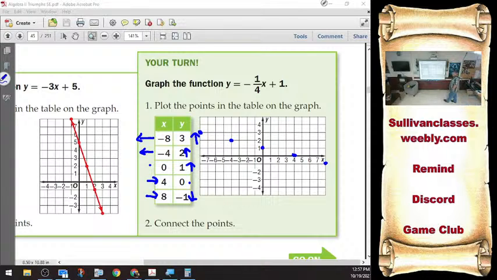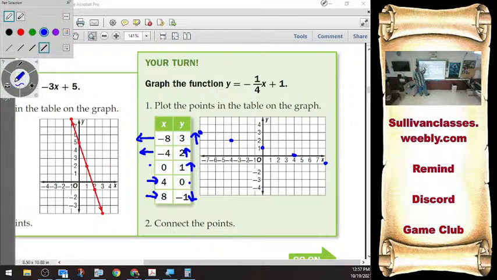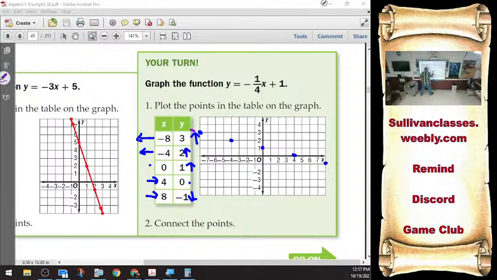Use the straight edge to connect the dots. Don't wing it, because I've seen some of your handwriting. Winging it is not going to go well. Okay. Connect the dots. You now have an equation graphed.